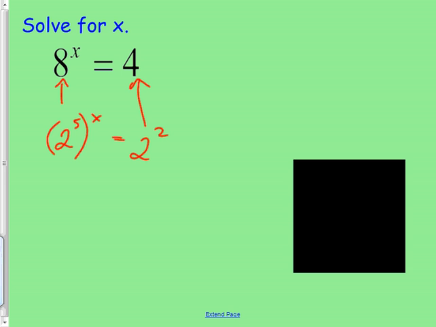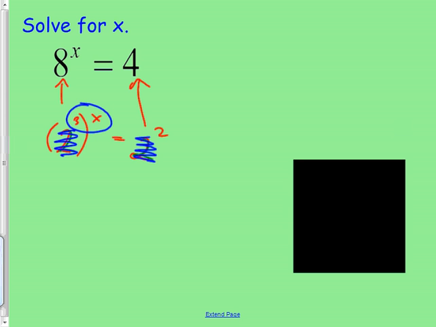What is it? 2 to the third. And once I've made the bases the same, see, this is the same as this, then it's almost like they cancel. They aren't canceling, but it's like they cancel. And what do you have left? A little equation. What's that?